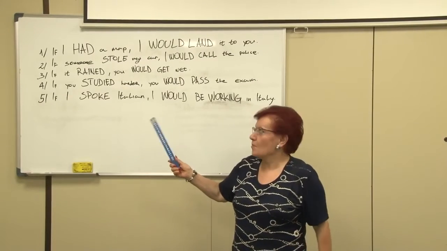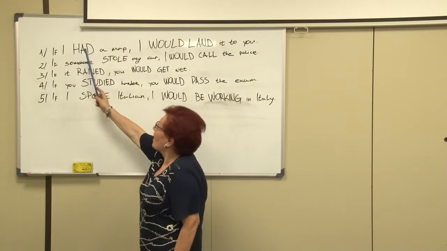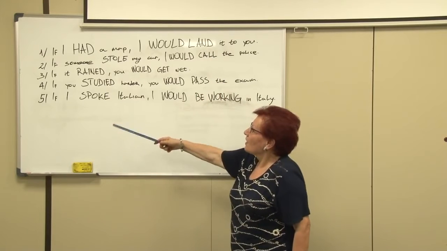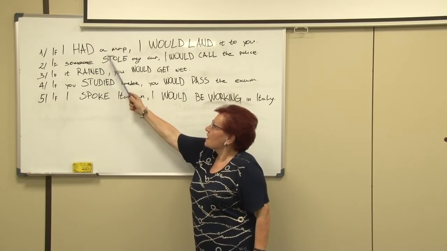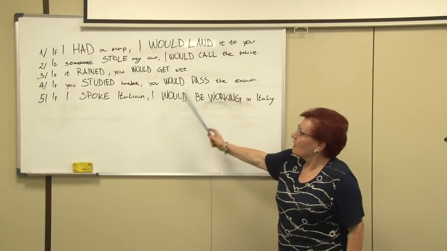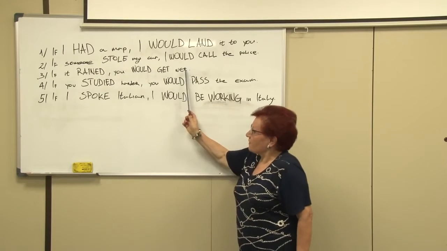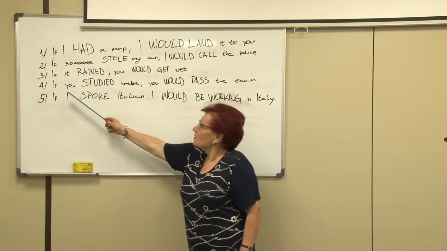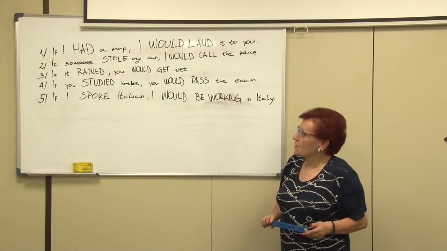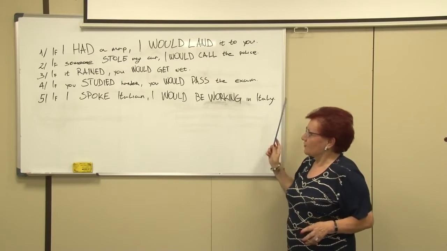Here we have the examples for the use of the second conditional. If I had a map, I would lend it to you. The second one, if someone stole my car, I would call the police. The third, if it rained, you would get wet. The fourth, if you studied harder, you would pass the exam. And the last one, if I spoke Italian, I would be working in Italy.